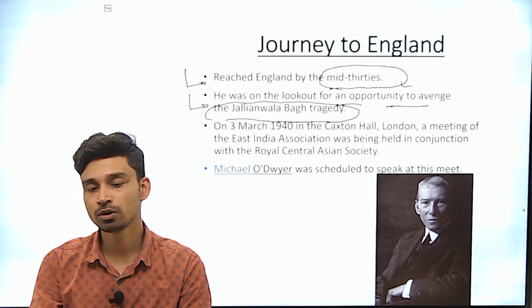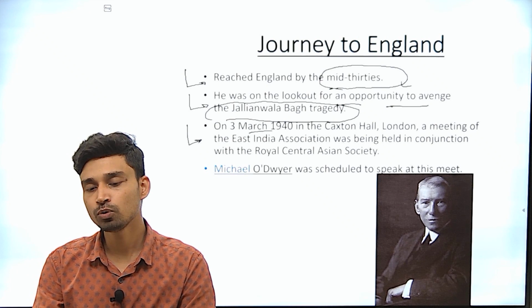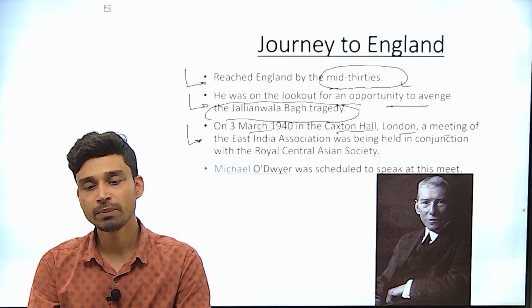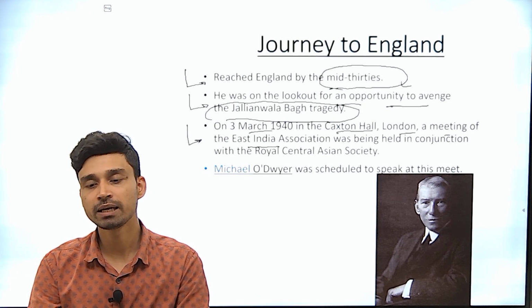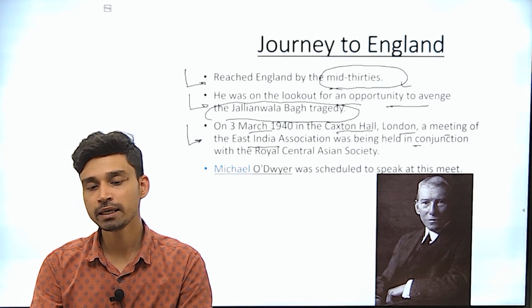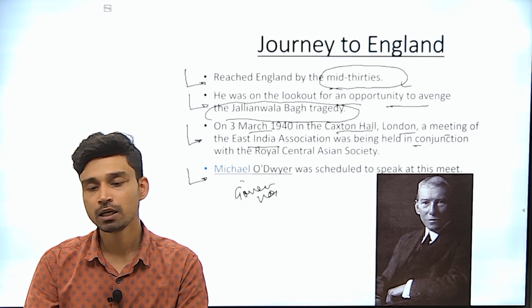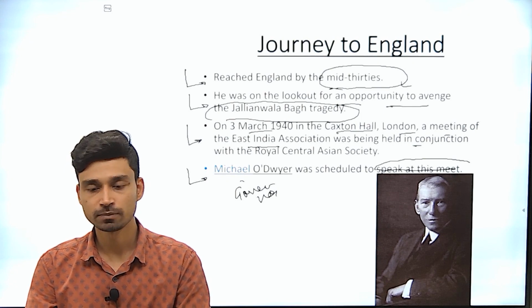And on 3rd March 1940, such an opportunity arose. He came to know that in Caxton Hall of London, a meeting of the East India Association was being held in conjunction with the Royal Central Asian Society. And the good thing is that Michael O'Dwyer, who was the lieutenant governor of Punjab at the time of the Jallianwala Bagh massacre, was scheduled to speak at this meet.